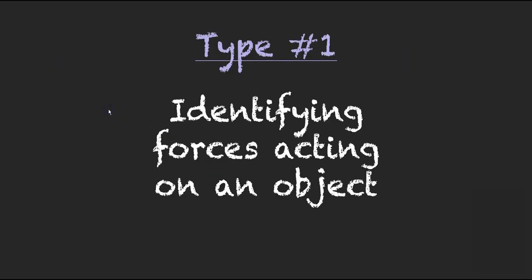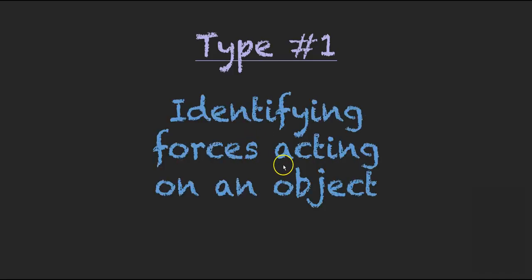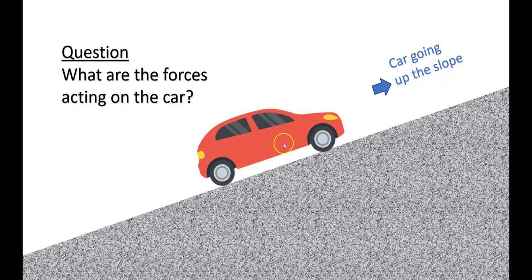Type 1 questions aim to test a student's ability in identifying the forces acting on an object. So let's practice that. We have here a car going up the slope. A common question asked in examination would be to identify the forces acting on the car and the direction of each force. Let's approach it systematically.